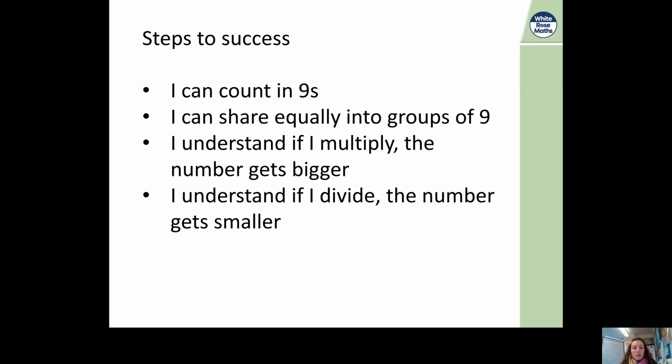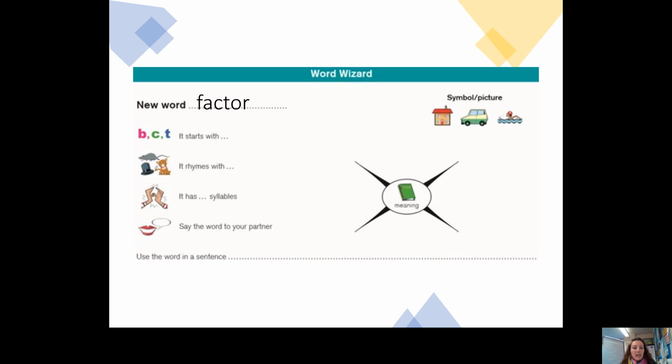So in today's lesson, you're going to be counting in 9s, you're going to be sharing equally into groups of 9, and again you're going to be understanding that when you multiply the number gets bigger and when you divide the number gets smaller.